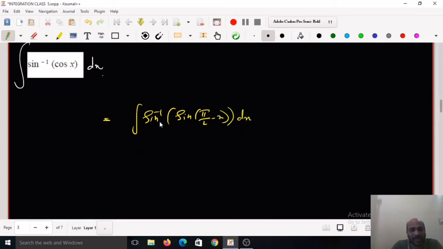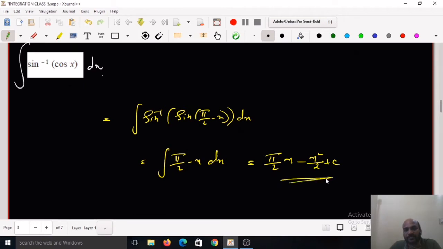Now you have sin inverse of sin x form. What is sin inverse sin x? That is equal to x. This will become integration of pi by 2 minus x dx. And we have two terms. Pi by 2 is a constant and x is a variable. What is integration of pi by 2? Pi by 2 into integration of 1 dx. That is pi by 2 into x minus integration of x, which is x square by 2, plus c. Okay.